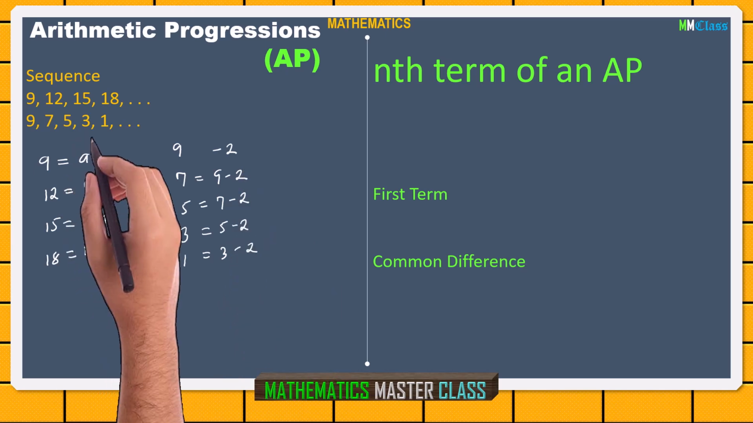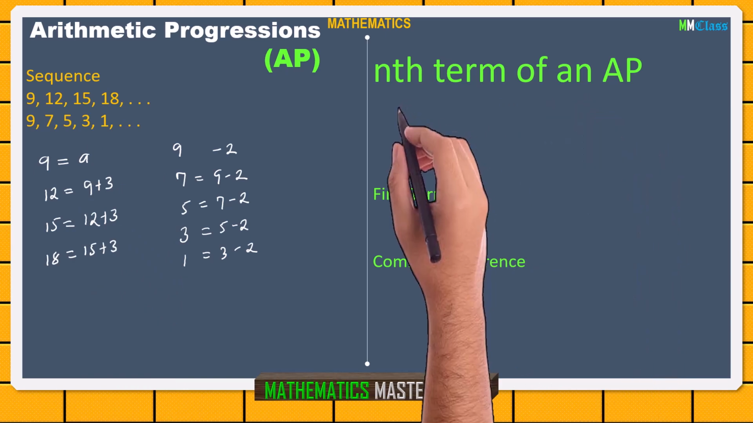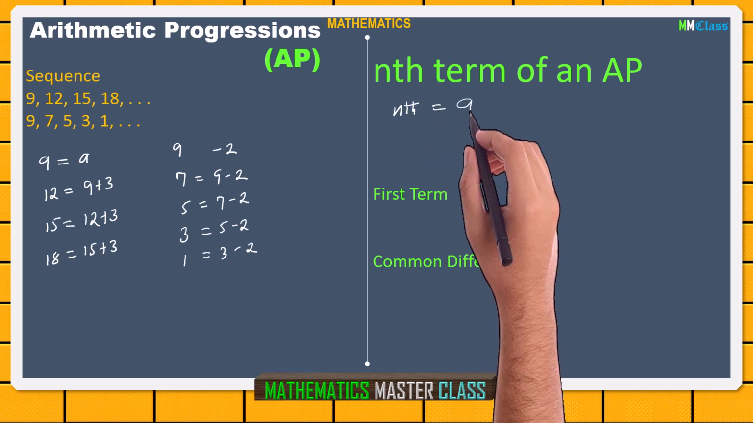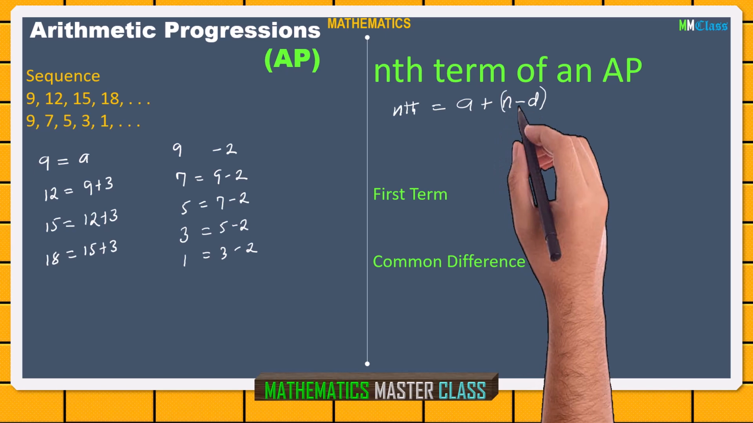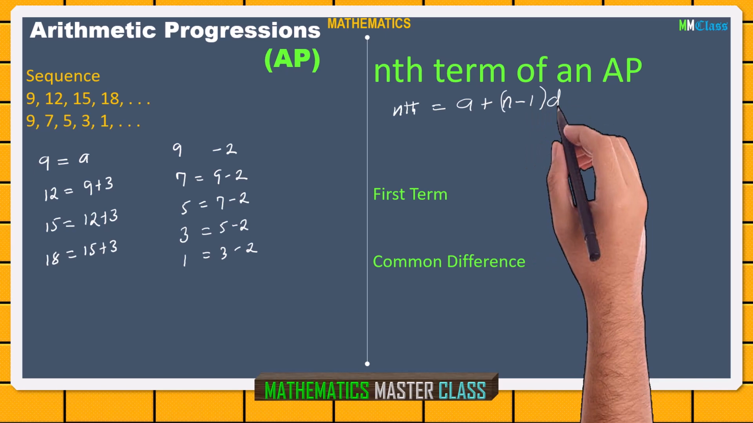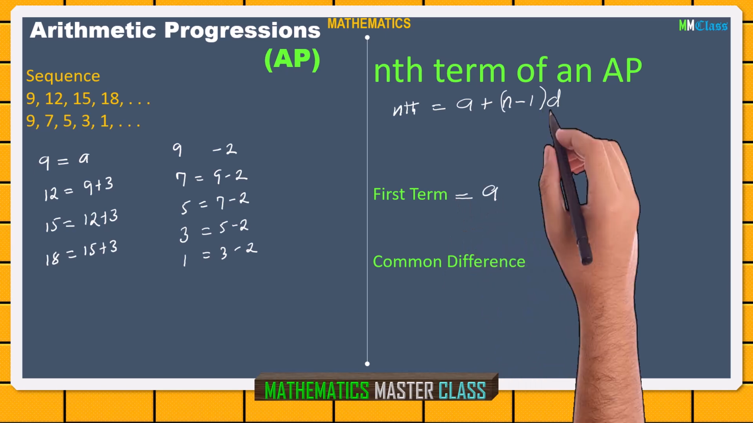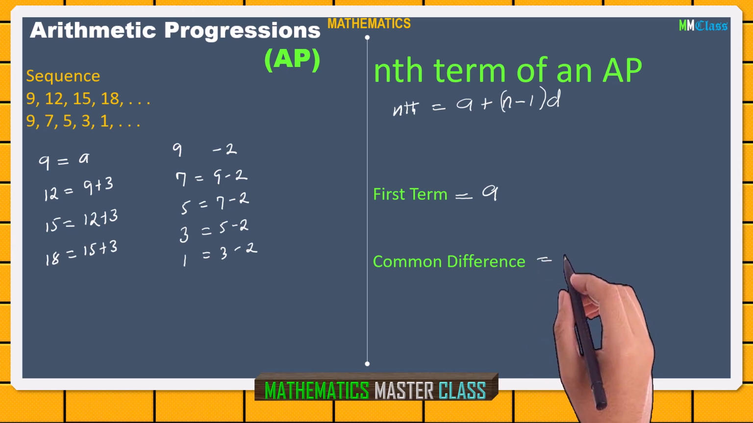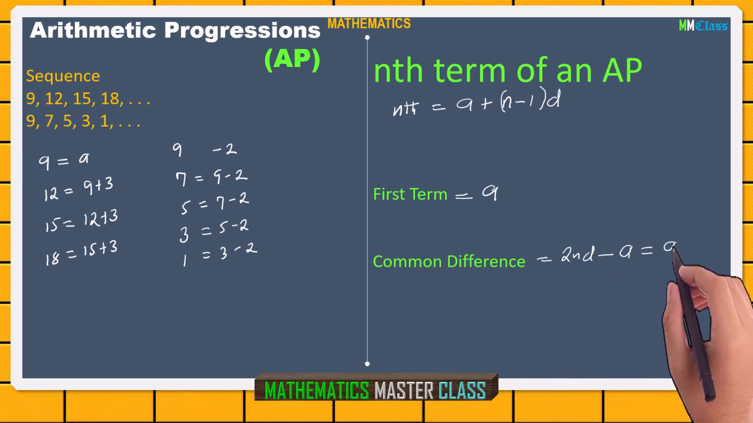That now takes us to the nth term of an AP. The nth term is equal to A plus, sorry, n minus 1 times D. A is the first term, and D is the common difference, which is the second term minus the first term A. This is how we get our common difference, D.